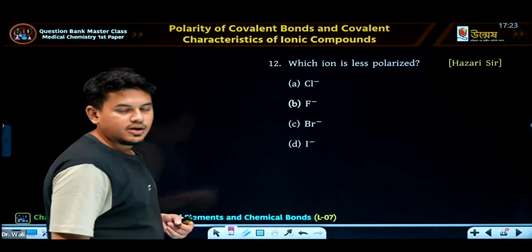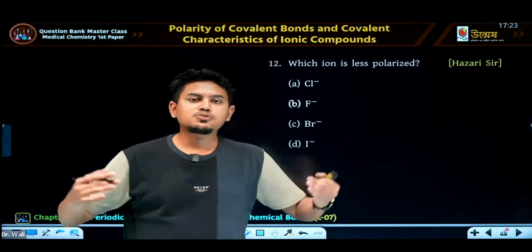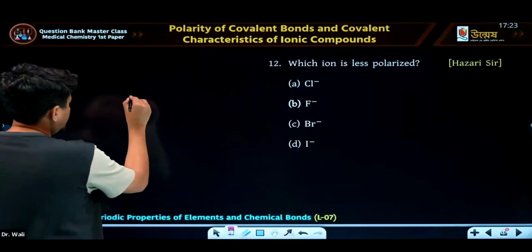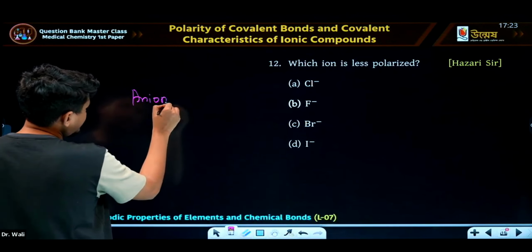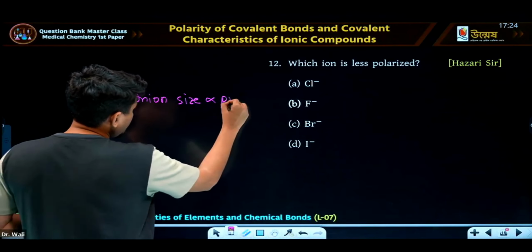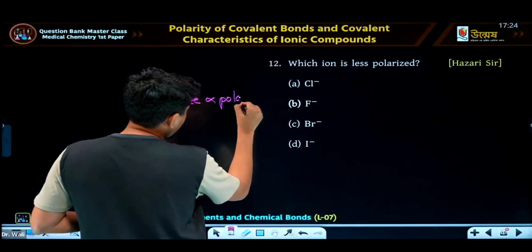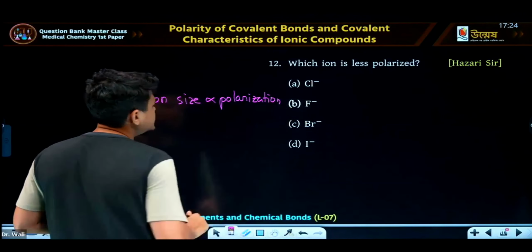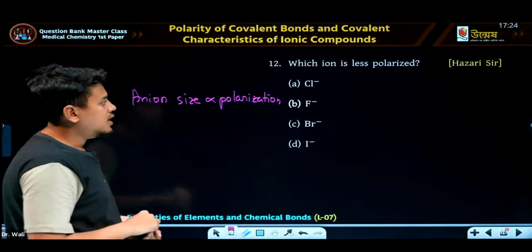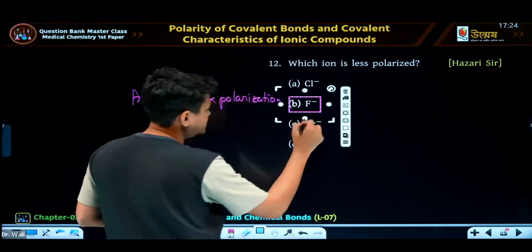Which ion is less polarized? For an ion to be polarized, it needs to be large. The bigger the anion becomes, the more it gets polarized. So anion size is proportional to polarization. Now we have to determine the smallest anion, which will be less polarized. Here among all these four, the smallest should be fluoride.